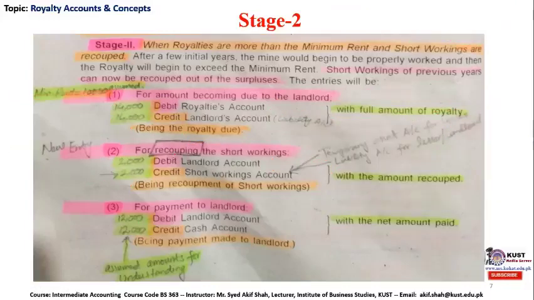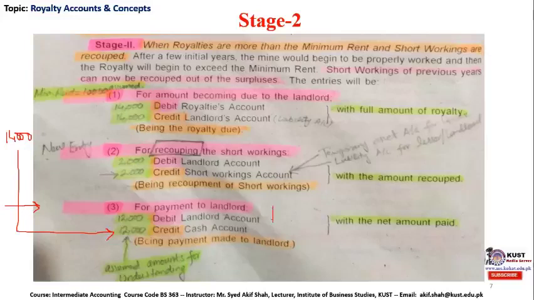After this recoupment, which was 2,000 in this case, we are at the third entry, which is for the payment to the landlord. Now it's time to pay the royalty fee to the landlord. Although the royalty in this case was 14,000, we have to pay in terms of cash only 12,000 of royalty fee, and the reason is we have recouped 2,000 of the short working which we had paid to the landlord in the first year.